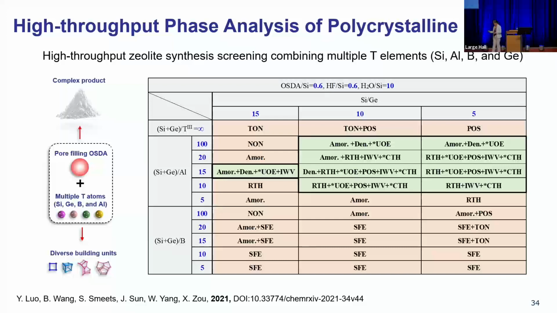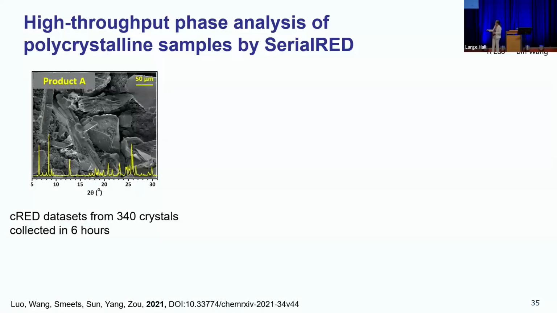I will give you one example, which is combined with high throughput synthesis. I think many of you are using it. When you do the synthesis, you run a lot of experiments, and sometimes you get very complicated powder patterns that cannot be indexed as single phases. One example is this one. This is the sample we have. It looks like this, and the powder pattern is very complicated.